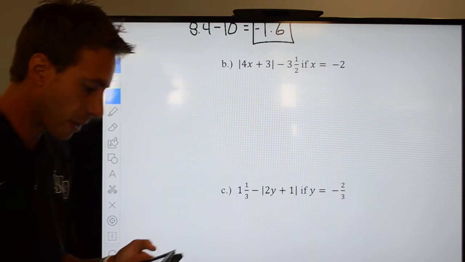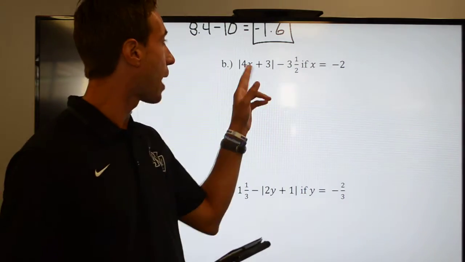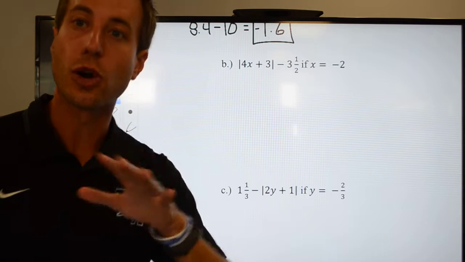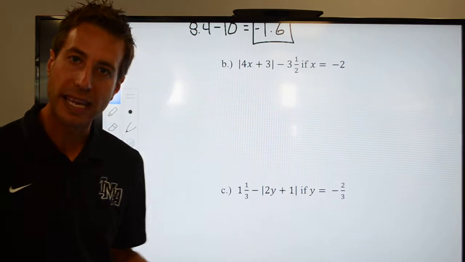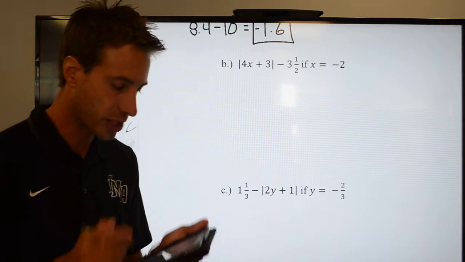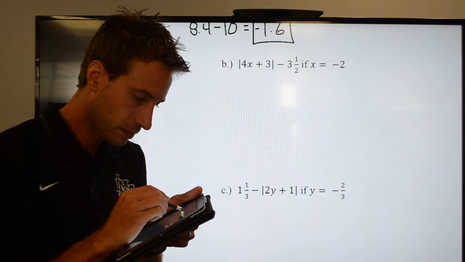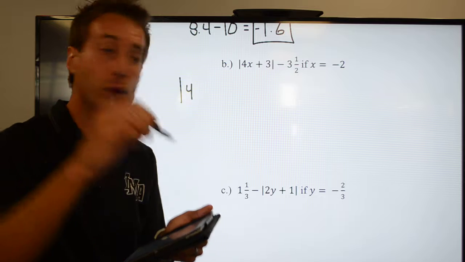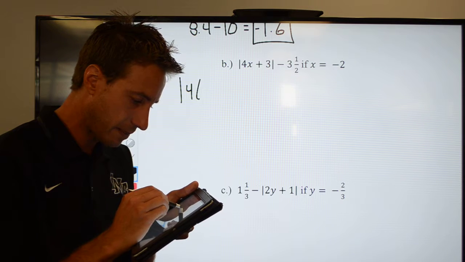All right, here's what I've got for you. Once again, we have an absolute value. I have a variable in there, but I tell you what the value of the variable is. Let's go ahead and plug that in. Then we'll begin to evaluate using the order of operations like we did above. Okay, my x is a value of negative 2, so let's plug that in.